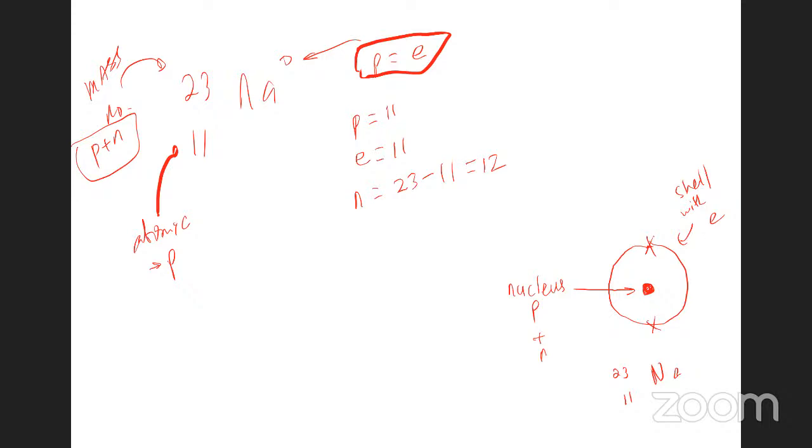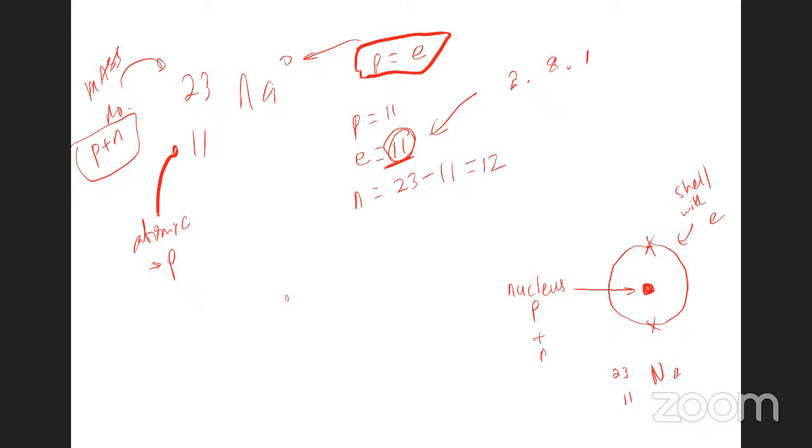You have to remember the first shell can only hold 2. We have 11 in all to get, right? The first shell can hold 2, the second shell can hold 8. So that'll be 2 plus 8, that's 10. We have one more electron to make it 11, so you put it in the third shell.